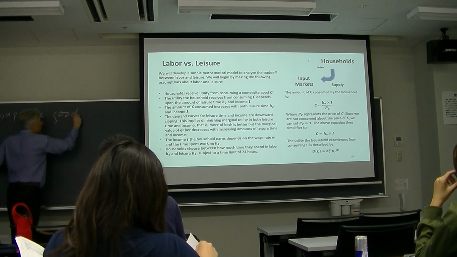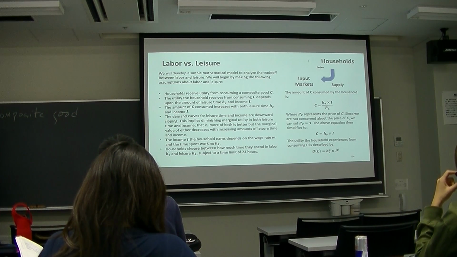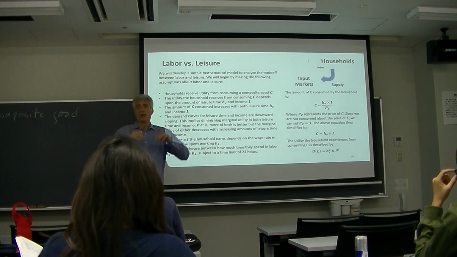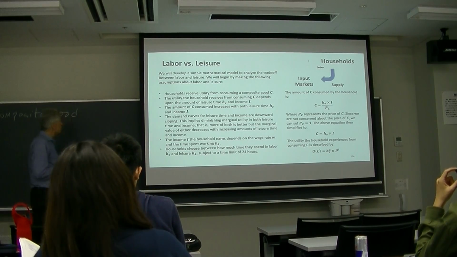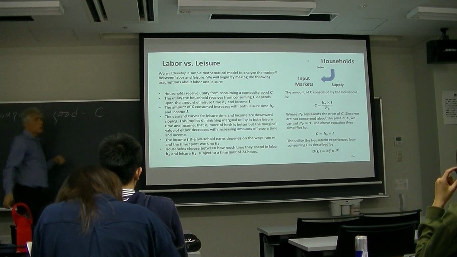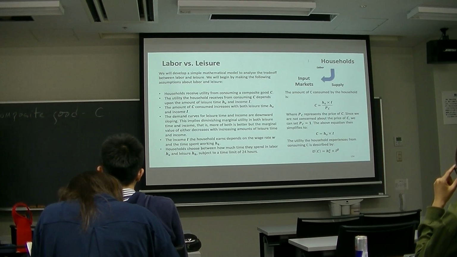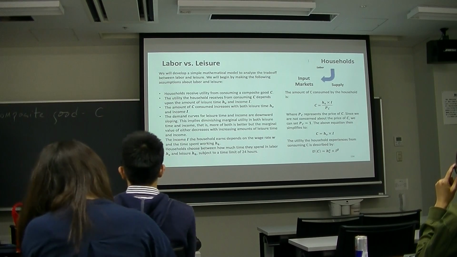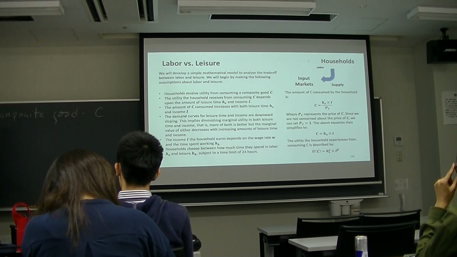That's where we're not really concerned about what good we're consuming. We just put them all together in one basket, call it a blob of goods. All the goods we consume is a composite. It's just putting all the goods in one basket, calling it a single good, and we'll call that C for composite. So we'll say that the household receives utility from consuming a composite good.